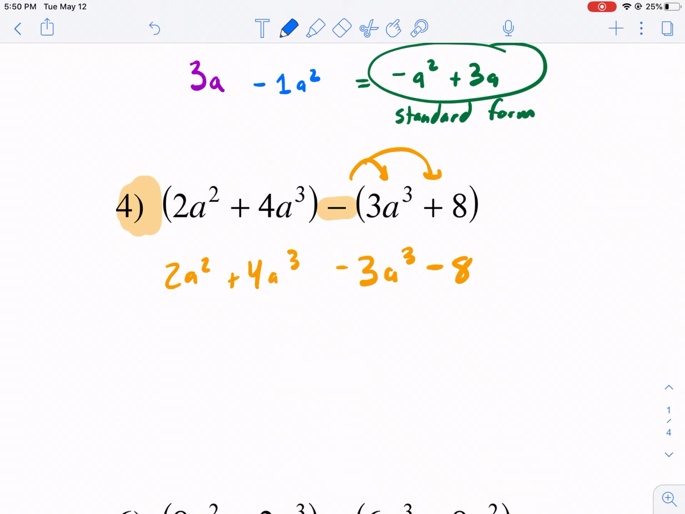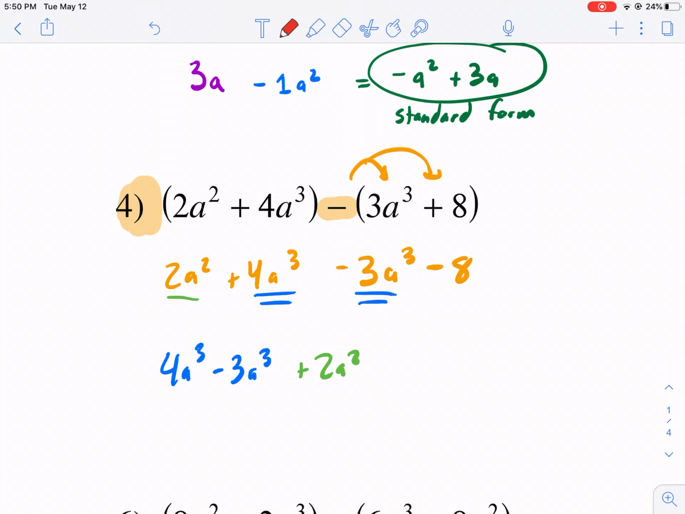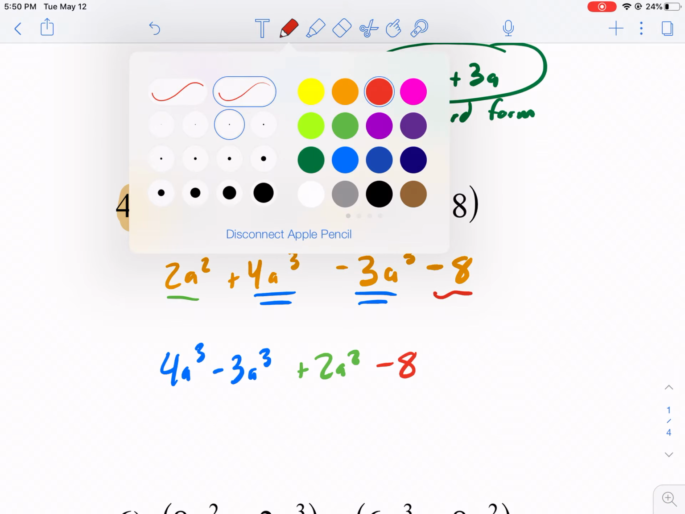Let's start with the highest power. Those are going to go first. So here we have an a cubed. There's an a cubed. So we're going to write 4a cubed minus 3a cubed. Here we have a squared, but there's no other a squared, so we're just going to copy him down by himself, and he's going to be all set. And then lastly, we have the negative 8. Again, there's no other negative 8, so we're going to copy him down and leave him by himself.